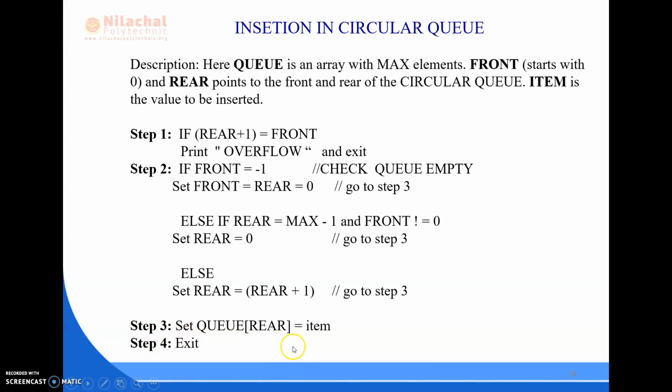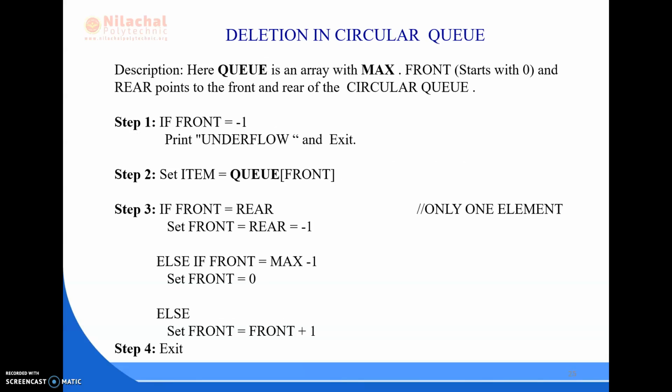And step 3 says about the insertion, that is, I will insert the item at the queue rear position. Whatever condition is applied at that rear position, in the queue the item will be inserted. After insertion, the last step is that we need to exit. So this is how insertion in circular queue is done.